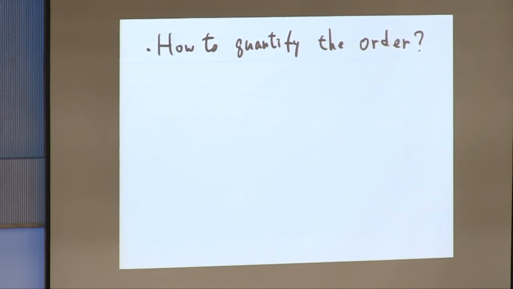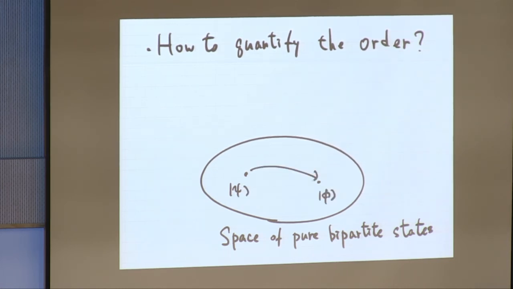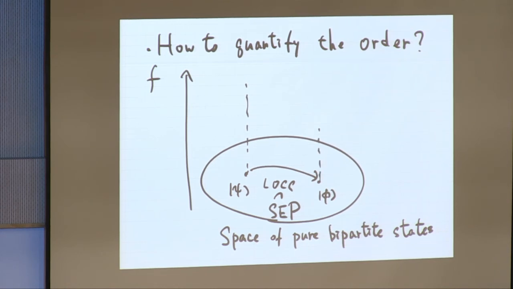So the basic idea is that, this is again a space of, now I always consider the pure bipartite states. Now I have psi and phi, and we have LOCC or SEP, whatever it is. Then to quantify the order, it would be very convenient to introduce some function on this space. This function preserves the order in the following sense.